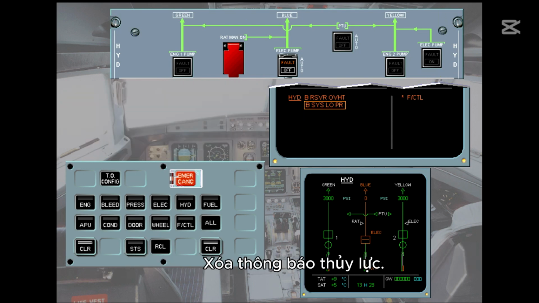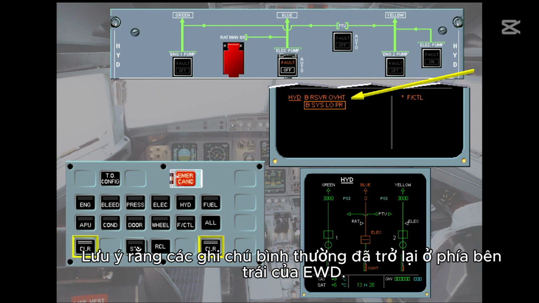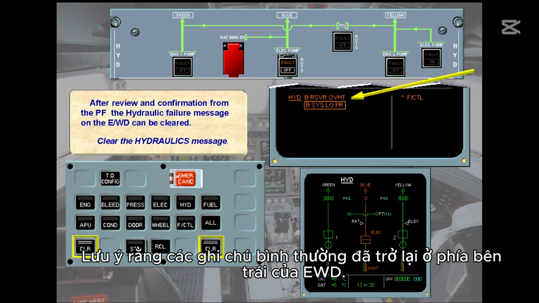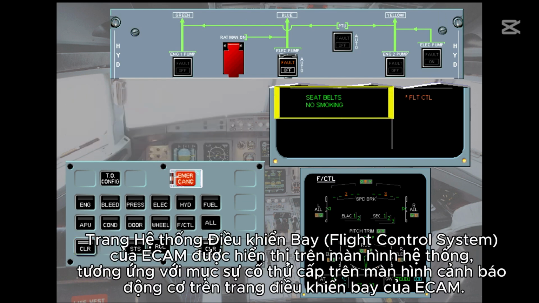After review and confirmation from the pilot flying, the hydraulic failure message on the EWD can be cleared. Clear the hydraulics message. Notice that normal memos have returned on the left side of the EWD.